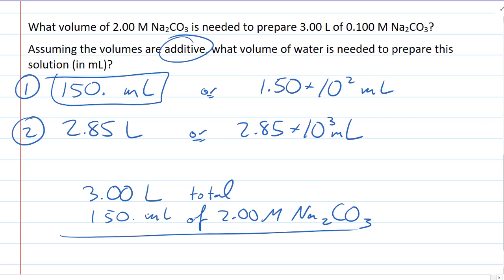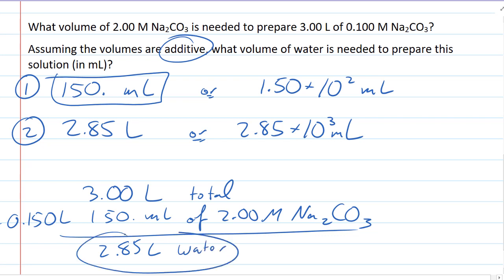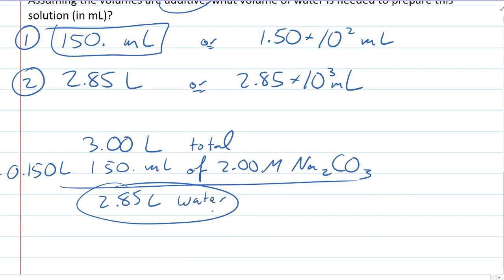We subtract, exactly. Of course, because these aren't in the same units, we need to make sure that they're in the same units. So we could change this one here to 0.150 liters. And then if we subtract, we wind up with 2.85 liters of water as your answer. Okay, anybody else? Okay, going once. Twice.